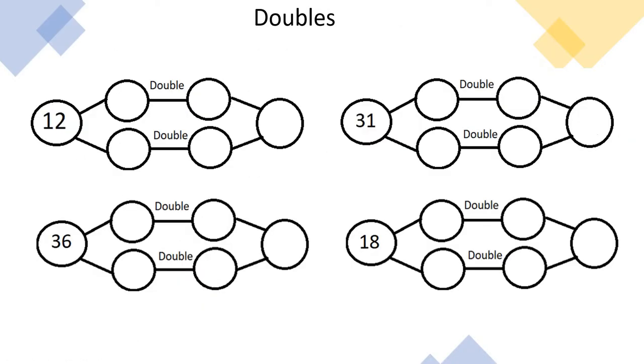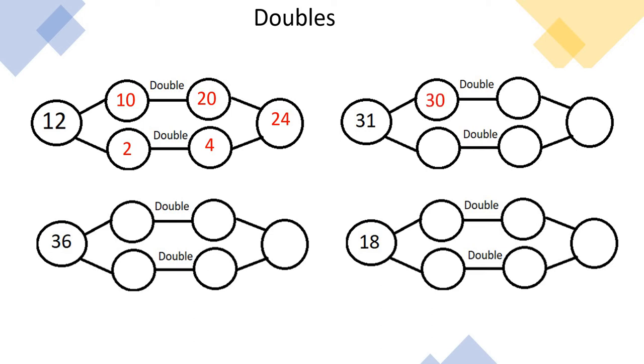Now we want to look at the doubles. Remember how we did the doubles for the simple numbers, and how we did the doubles for the biggest numbers. Okay, I have here 12. I do 10 and 2, and then I double the 10, then I double the 2, and I have a total of 24.